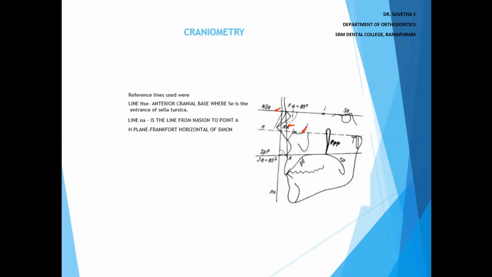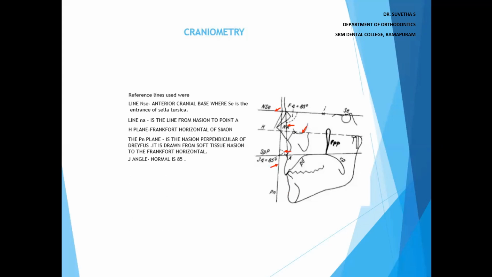The third plane is the Frankfurt horizontal, which was given by Simon, that is passing through the orbital and the external auditory meatus. The fourth reference plane is the perpendicular plane, that is a PN plane, which is dropped perpendicular in relation to the Frankfurt horizontal plane from the soft tissue nasion, which is present anterior to the nasion point.